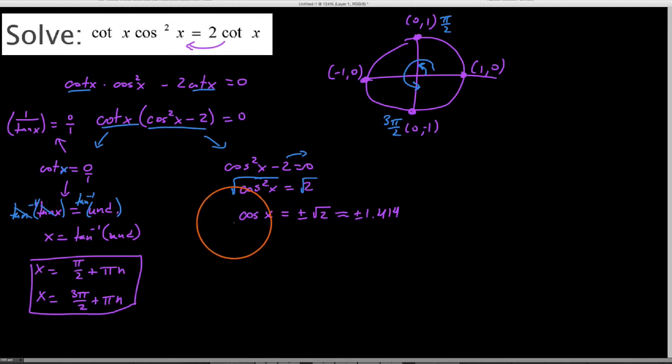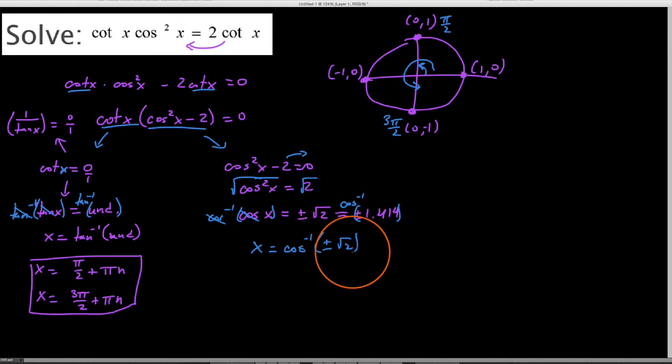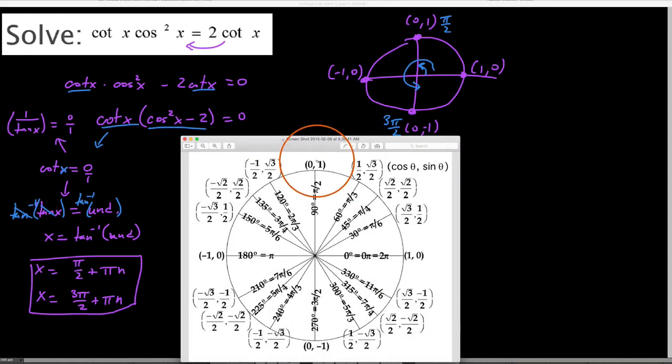As far as the other factor goes, this is already a plain trig function. It's not a reciprocal trig function. So we'll just go ahead and take the cosine inverse of both sides. My favorite thing about this is we get x equals the cosine inverse of plus or minus square root of 2, which, by the way, is 1.414. The thing I'm trying to point out here is that it exceeds 1 and is less than negative 1. So there are no angles for which cosine will ever come out to be root 2. This is verifiable just by looking at the unit circle.